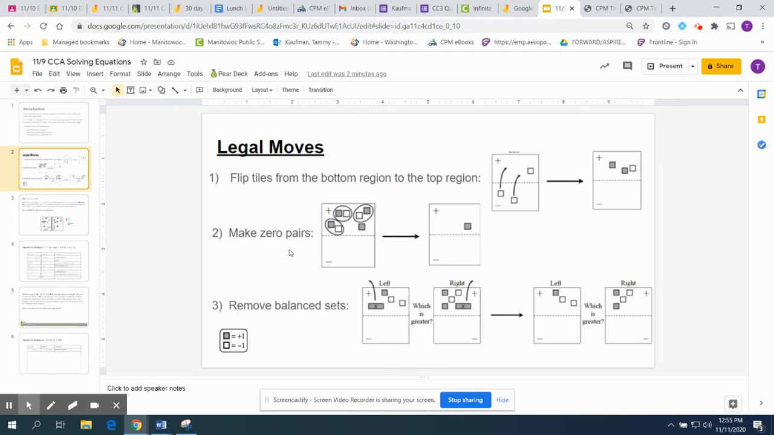Another legal move is making zero pairs. Zero pairs are when you have the same tile but on opposite sides, so a positive one and a negative one. We can take off as many zeros as we want because zeros don't change the value of anything.